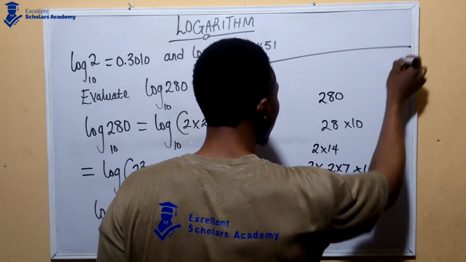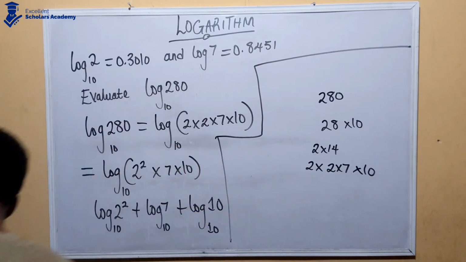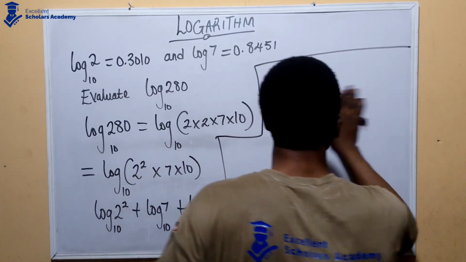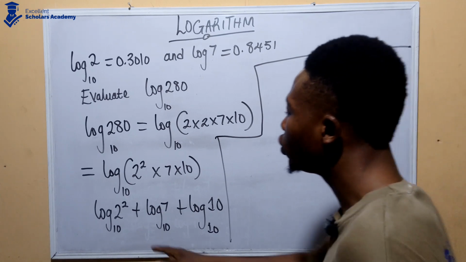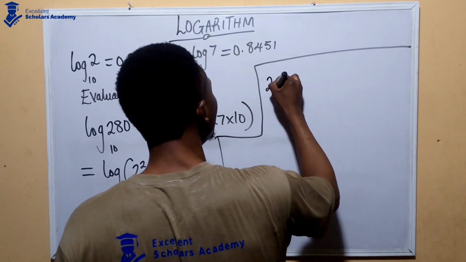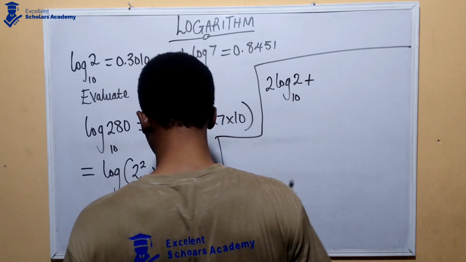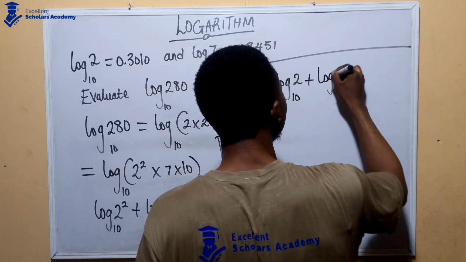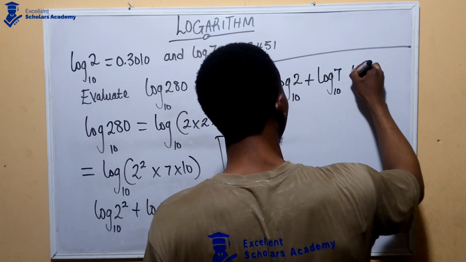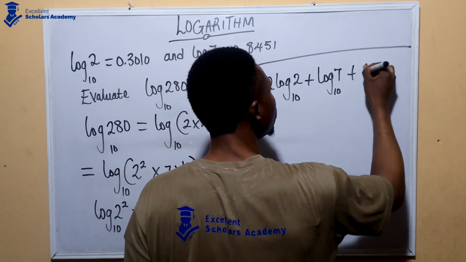Alright, so splitting them according to the law of logarithm, that's what we are going to be having. So now let's continue. 2 moves behind and then it becomes 2 log 2 base 10 plus log 7 base 10 plus log 10 base 10, which of course gives us 1.